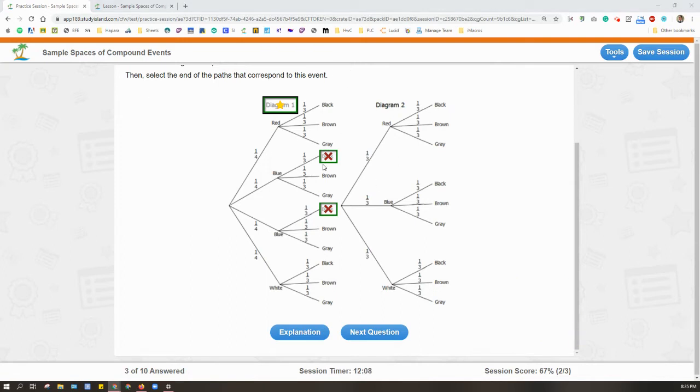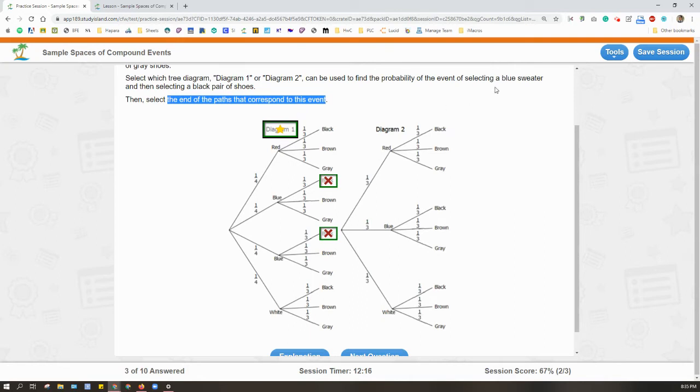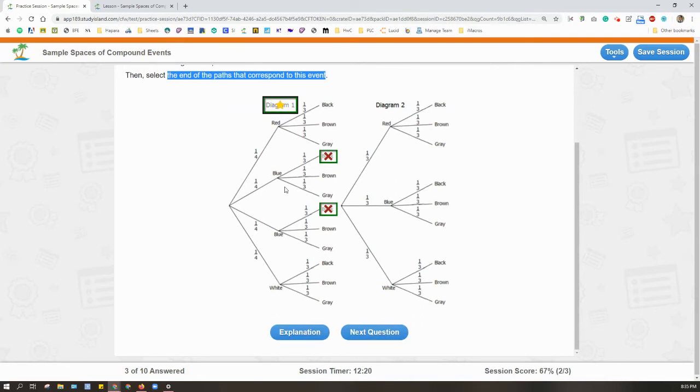Now, clearly on this, if you're paying attention, you also need to select what it says right here, the end of the paths that correspond to this event. So what does that say? We want to select a blue sweater and a black pair of shoes. So if we continue through this, we have the blue branch right here and another blue branch right here. And we need to highlight those two sections because those two options are the end of the branches that have a blue sweater and a black pair of shoes.